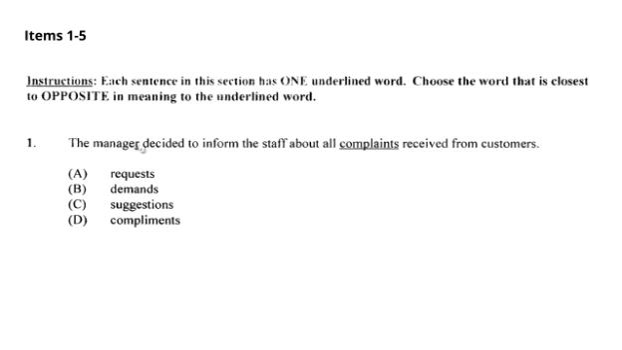Items 1 to 5. Instructions. Each sentence in this section has one underlined word. Choose the word that is closest to opposite in meaning to the underlined word. Remember that opposites are words that have different meanings.